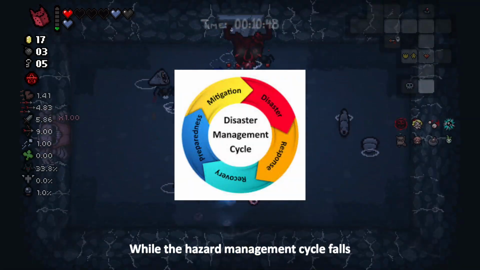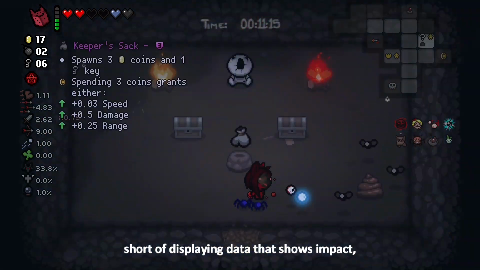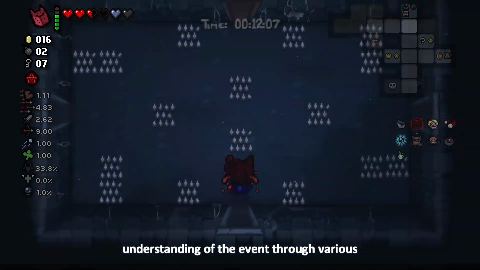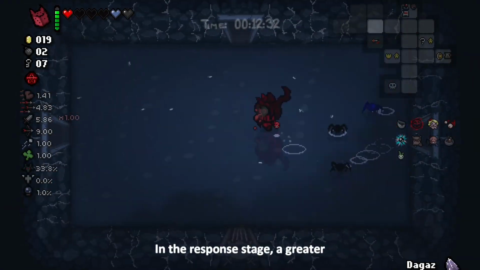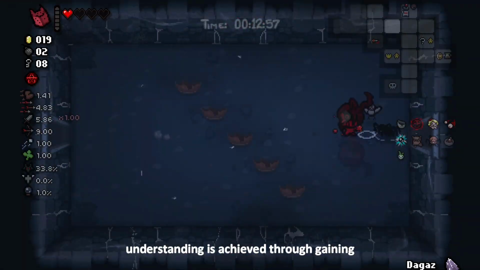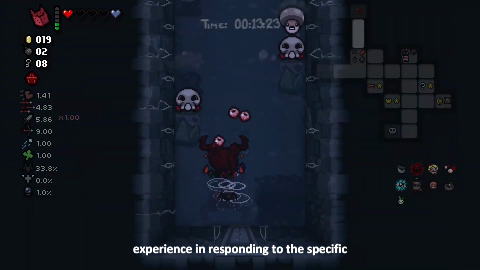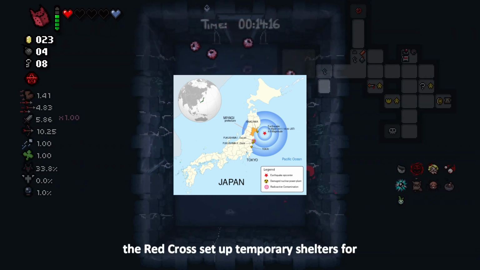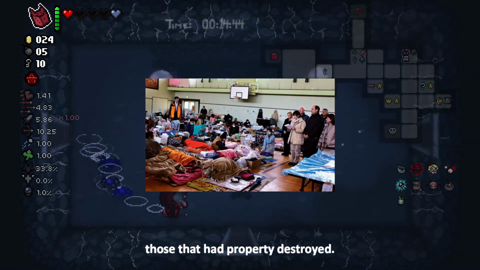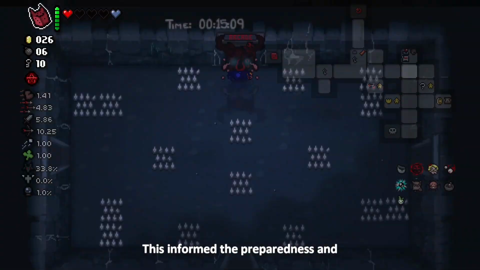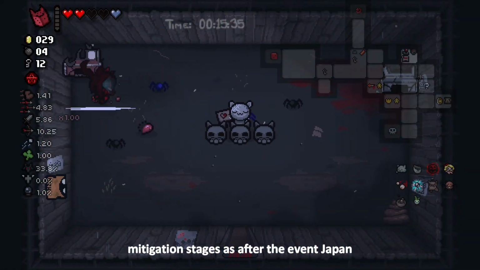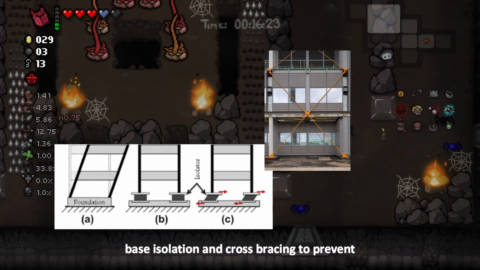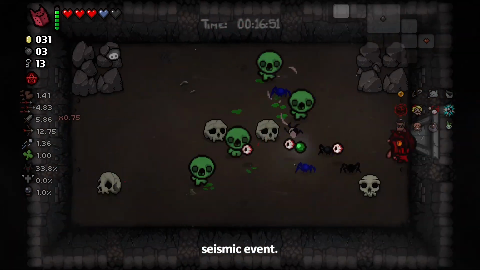While the hazard management cycle falls short of displaying data that shows impact, it is largely useful in structuring a response that prompts a greater understanding of the event through various means of action. In the response stage, a greater understanding is achieved through gaining experience in responding to the specific nature of a hazard. For example, in the 2011 Tohoku earthquake, the Red Cross set up temporary shelters for those that had property destroyed. This informed the preparedness and mitigation stages, as after the event Japan invested in property adaptation such as base isolation and cross-bracing to prevent such property destruction in a future seismic event.